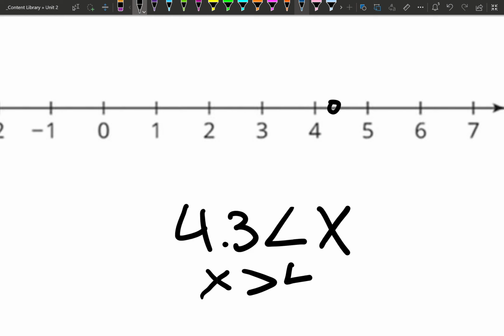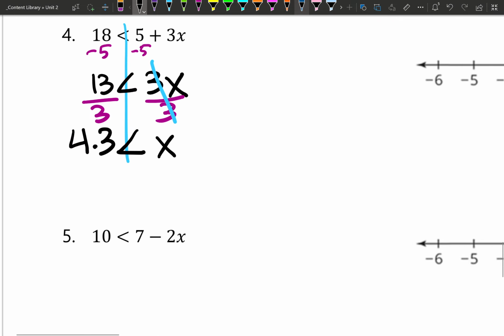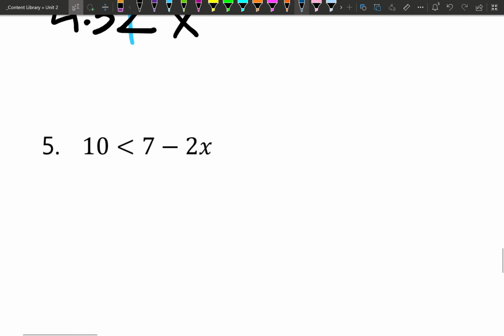You could also think about rewriting the inequality, or how my middle school teachers taught me is I drew these little teeth in the inequality symbols, and it kind of looks like an alligator. The alligator eats what's biggest. If it's eating x, x is greater, so we point it to the right. Let's try that again with number 5.